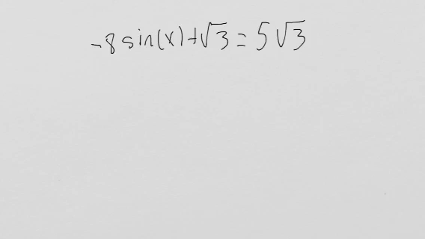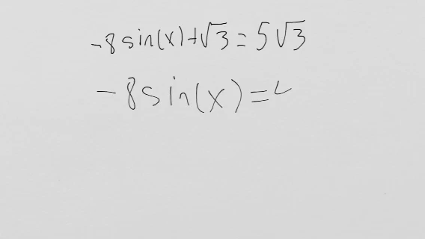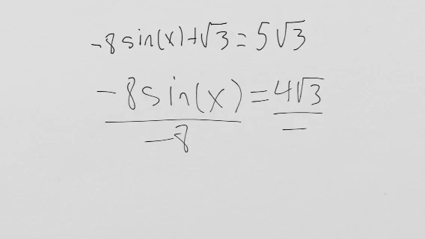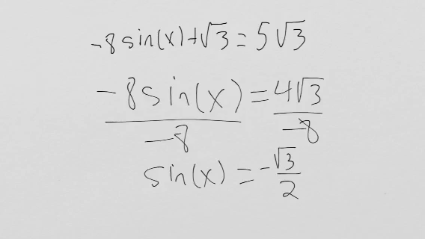Okay, so we want to isolate sine x, so we subtract root 3 from both sides. We get -8 sine x equals 5 root 3 minus root 3, which is just 4 root 3. Divide by -8 on both sides. We get sine x equals 4 over -8, which simplifies to 1 over -2. So this is negative root 3 over 2.